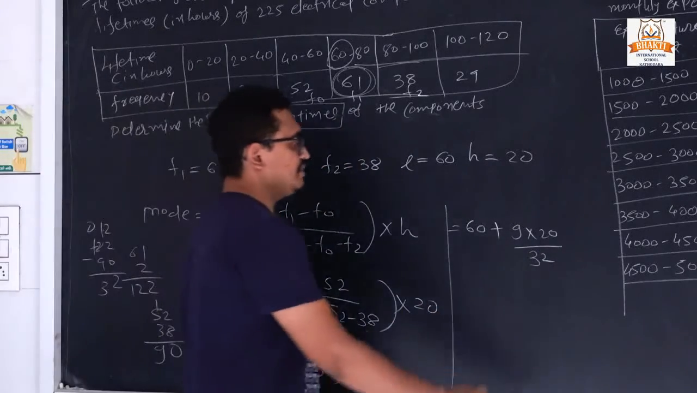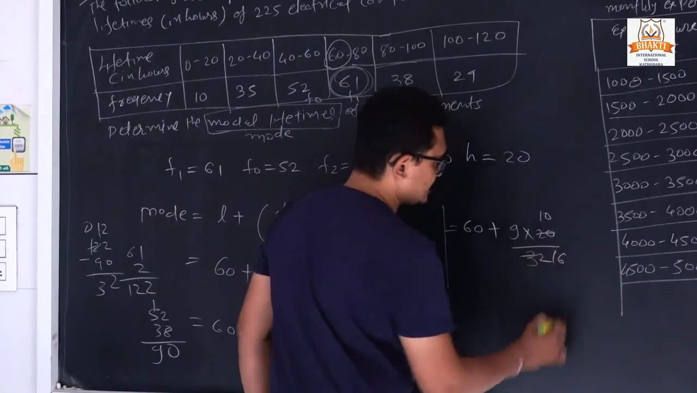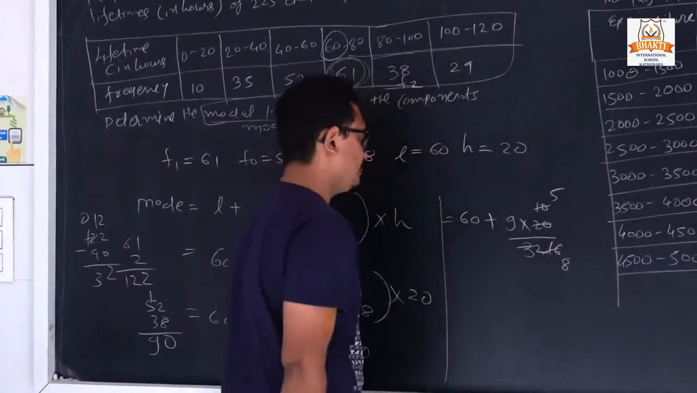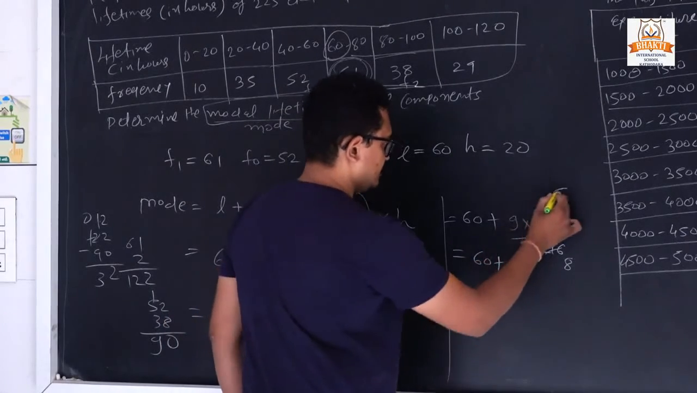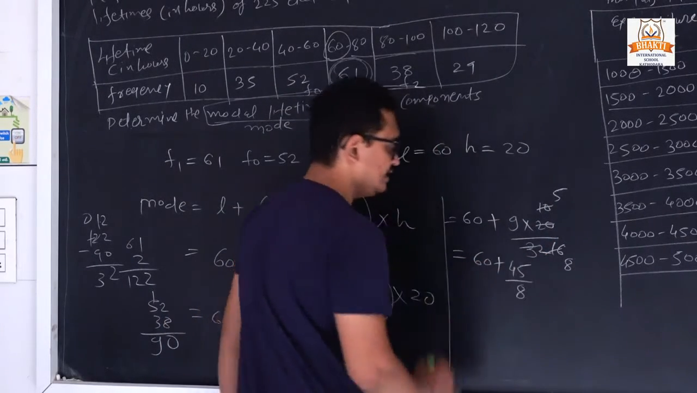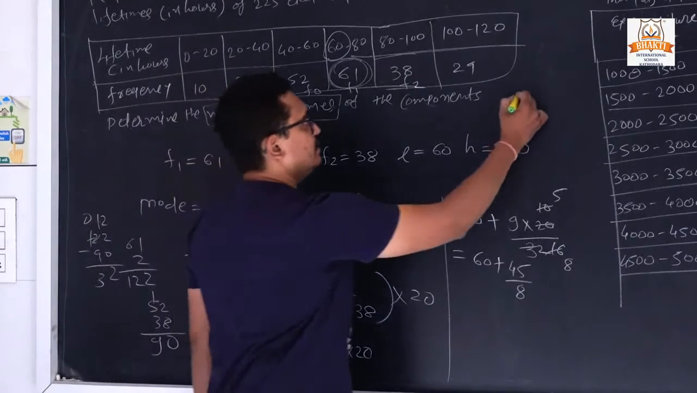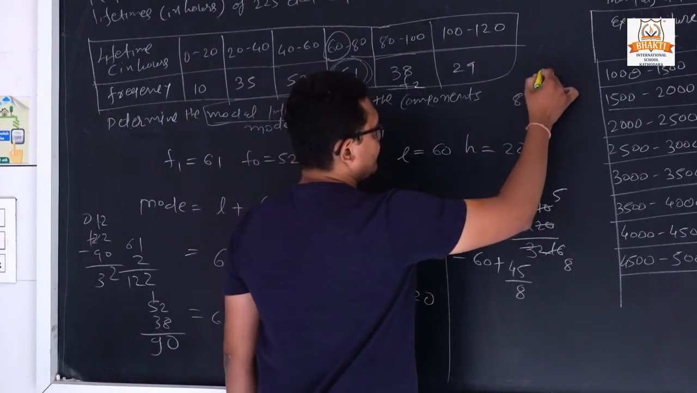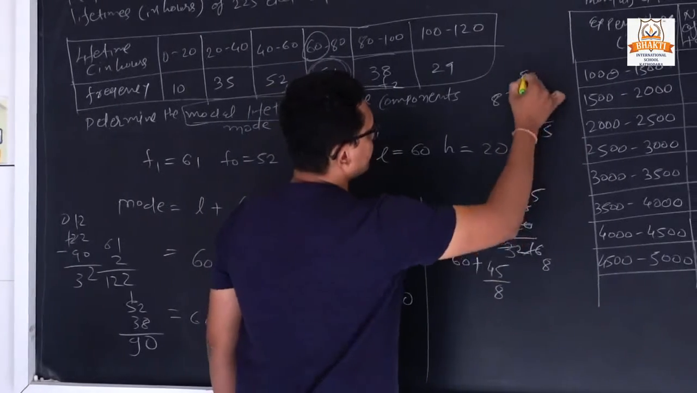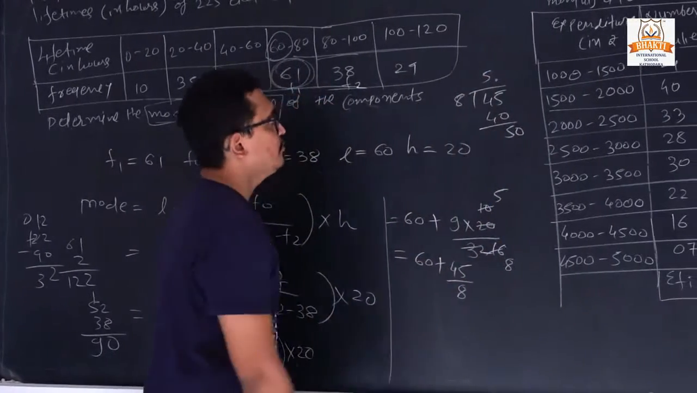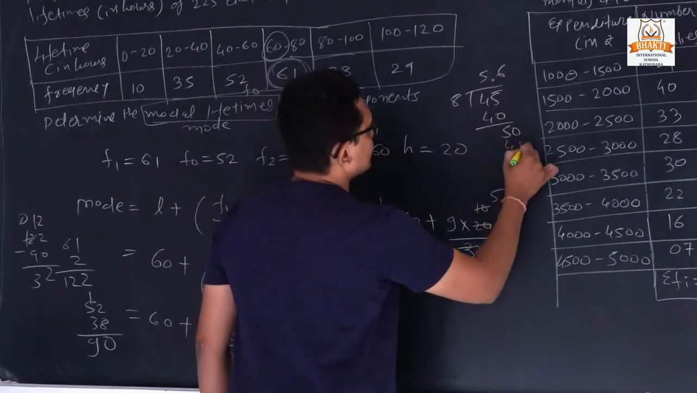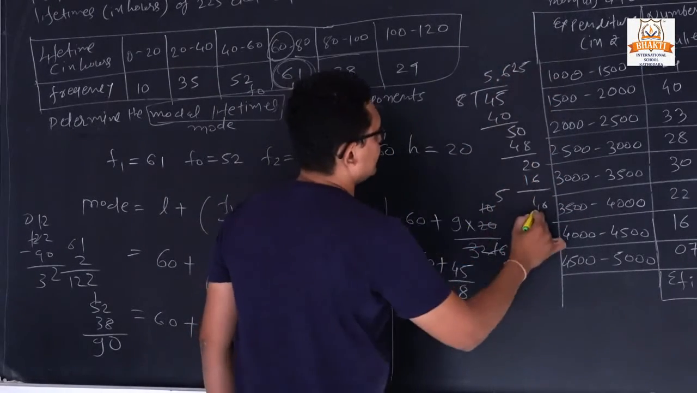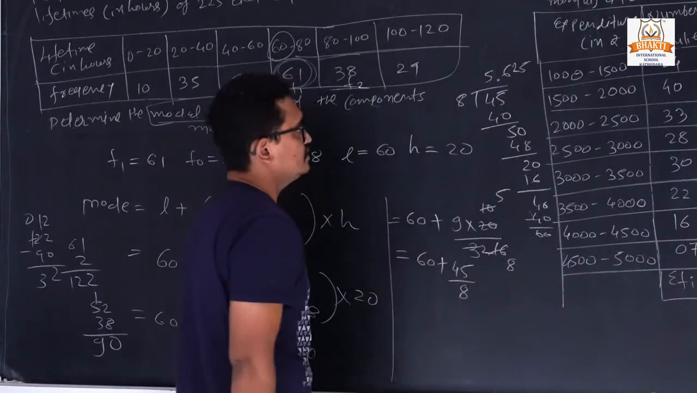Clear? Once again we can simplify. Here 20 over 32 reduces to 5 over 8, so 60 plus 9 times 5 is 45, divided by 8. Now divide 45 by 8. 8 5s are 40, so we have 5 as the remainder. Here we will put the decimal point: 8 6s are 48, 8 2s are 16, 8 5s are 40, so here we have 0.